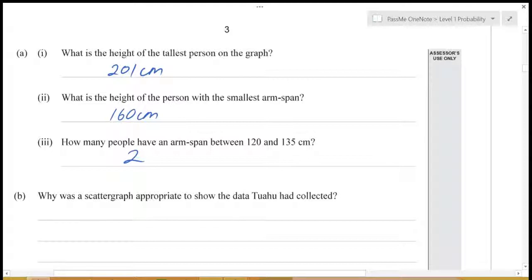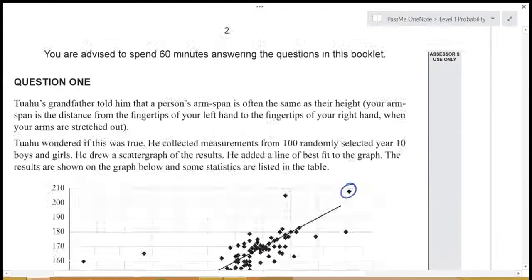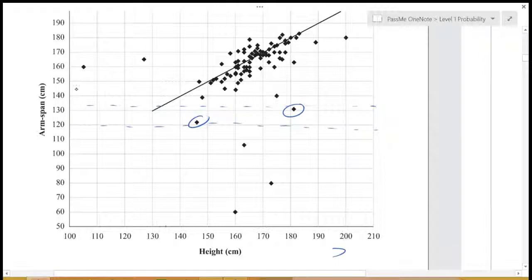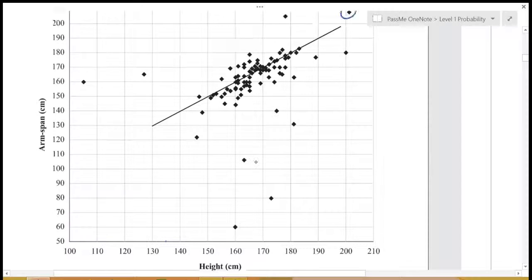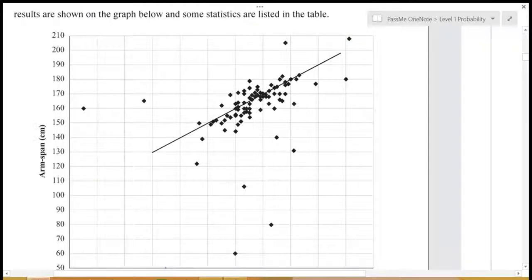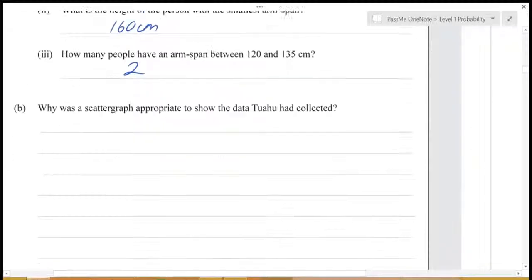Okay, the next question is asking, why is a scatter graph appropriate to show the data that Tuahu had collected? Well, if we look at the graph, we've got two variables here. We've got arm span and we've got height, and so when you're comparing two variables, a bivariate graph is a good graph to use. Also, it's a great way to spread out the points to see if there's any relationship between arm span and heights, and so that's where we get this cluster of arm span and heights here that show us a bit of a relationship. So it's just a matter of writing those things down, really.